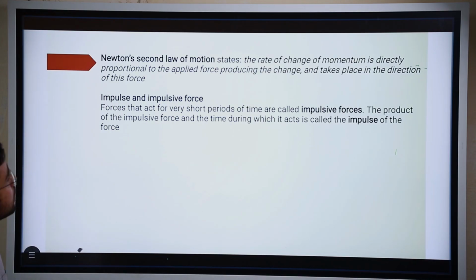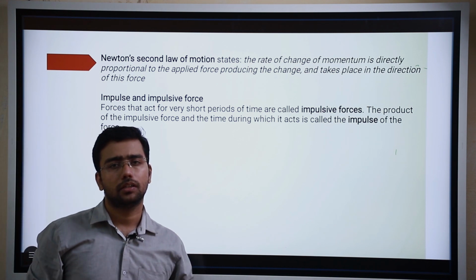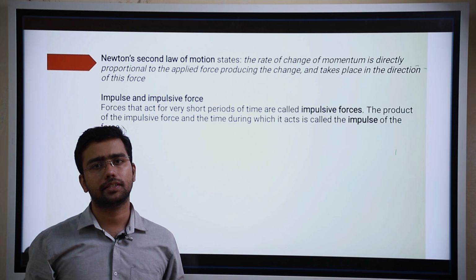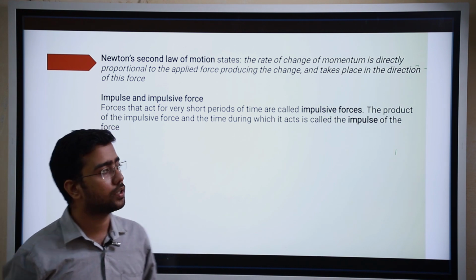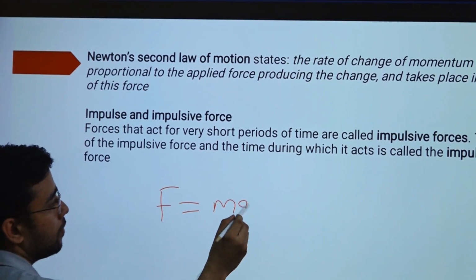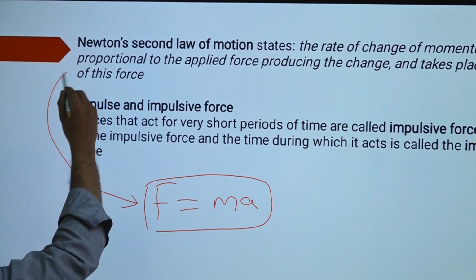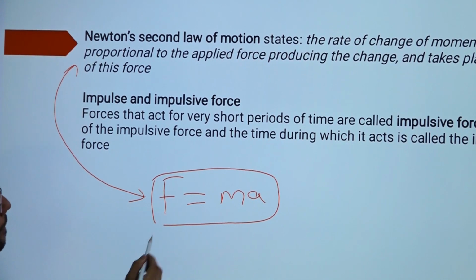So Newton's second law of motion, that we already know that the rate of change of momentum is directly proportional to the applied force, okay. So in the first slide what we studied, Newton's second law, says that force is equal to ma, okay. So force is equal to ma, but this equation came from this law. And how did it come?